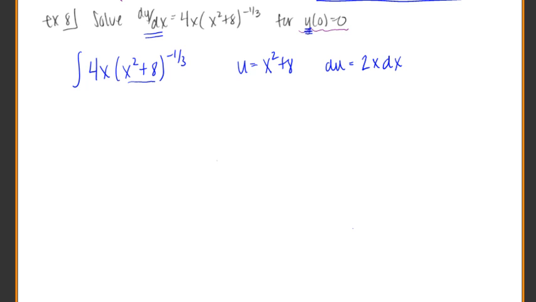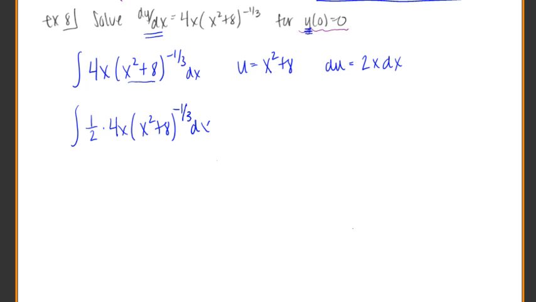Okay. Well, I've got 4x. I only need half of that. So how do I do that? Let's play around with this. So if I take 1/2 of the 4x and x squared plus 8, by the way, I forgot, you put a little dx in there. Move that guy over so we can do this.